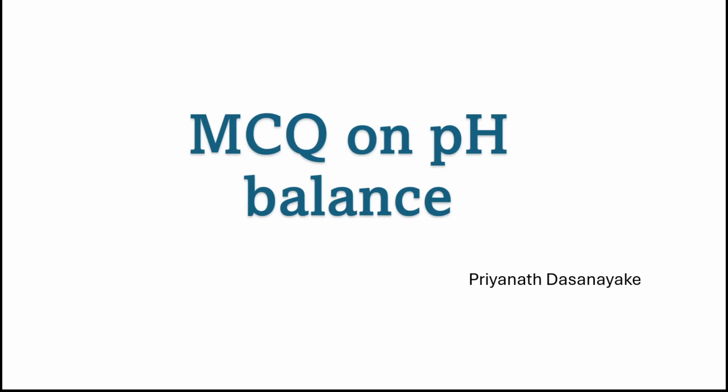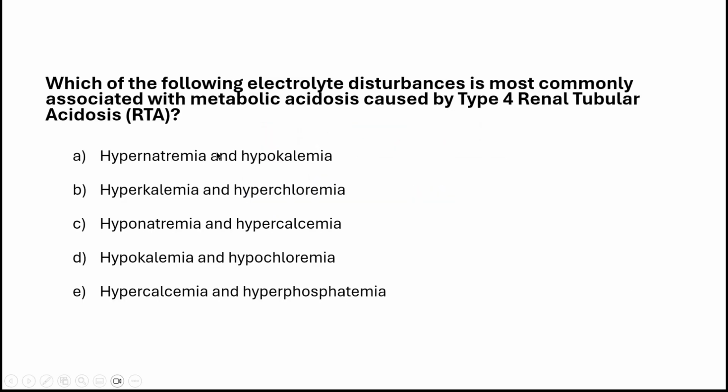So today, our focus would be on doing some MCQs regarding pH balance. Here, there will be 4 to 5 questions, where most of the things are related to the clinical scenarios that you come across in day-to-day handling of patients. But perhaps this will be a little bit beyond your expertise if you have not done your appointment yet. So the first question is actually about type 4 renal tubular acidosis.